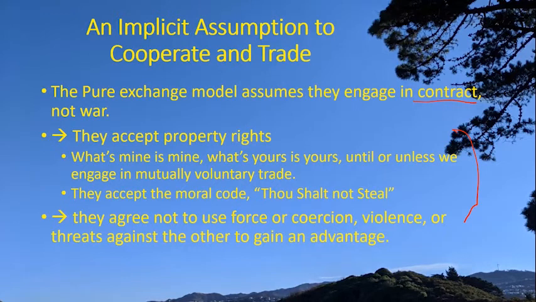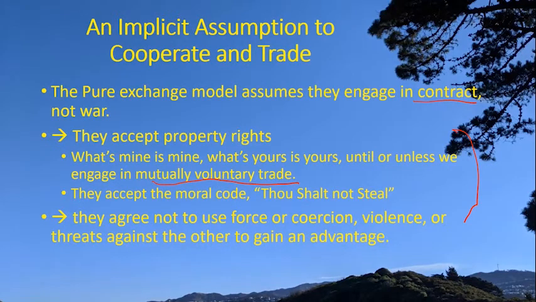We're basically agreeing that Smith and Jones are going to come to the market with the following mindset. They're going to say, what's mine is mine. I possess it. It's my property. I own it. What's yours is yours. What you come to the market with is your possession, your property. I'm not allowed to just take it away from you. That would be a violation of property rights. And we can only exchange the goods with each other if it's mutually voluntary.